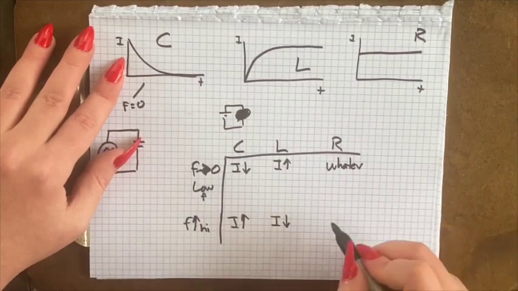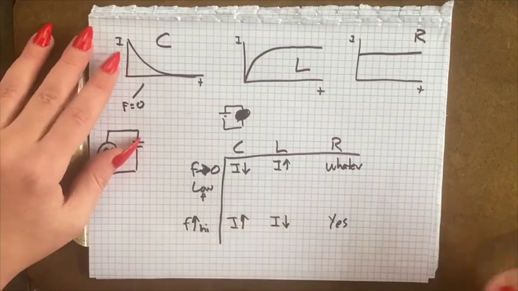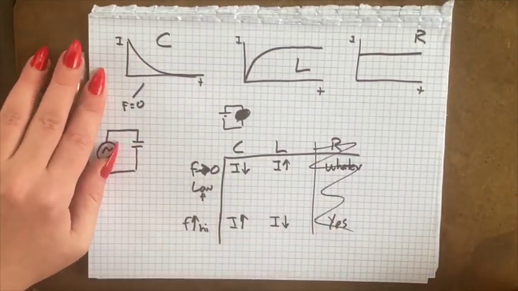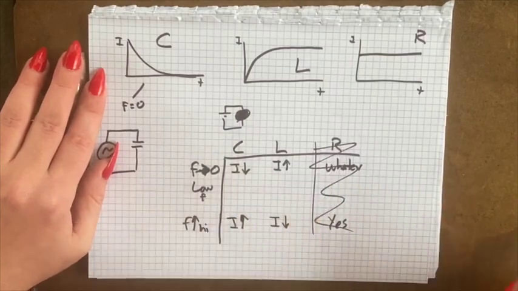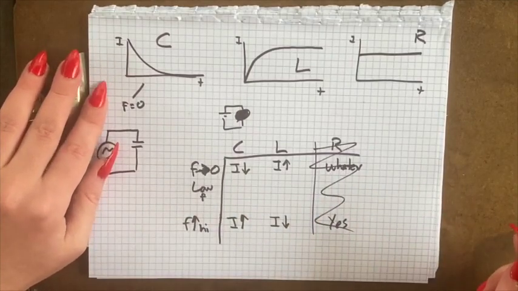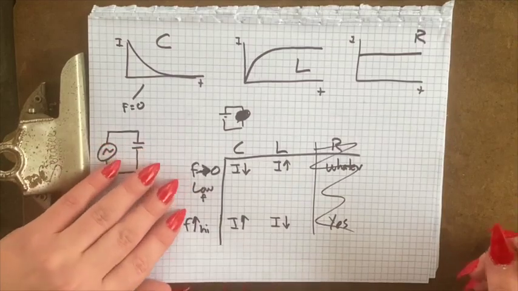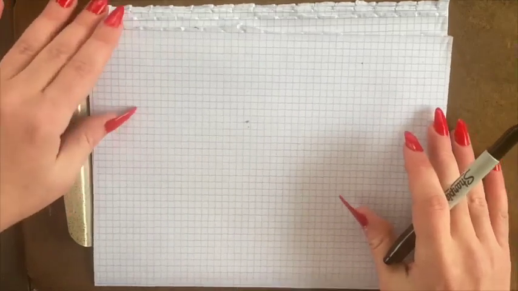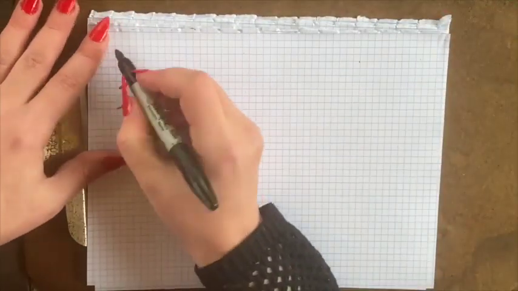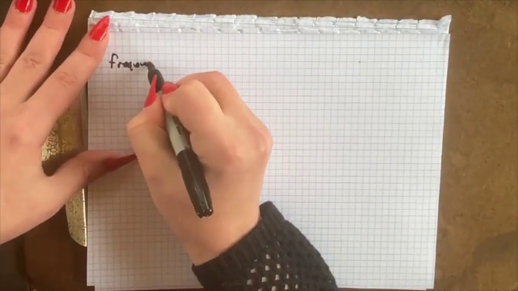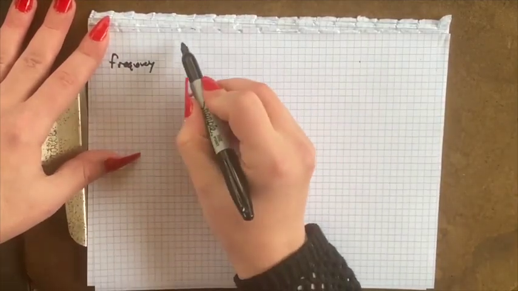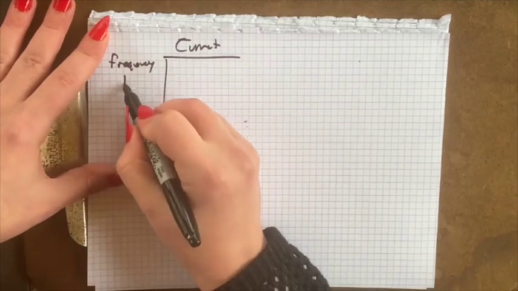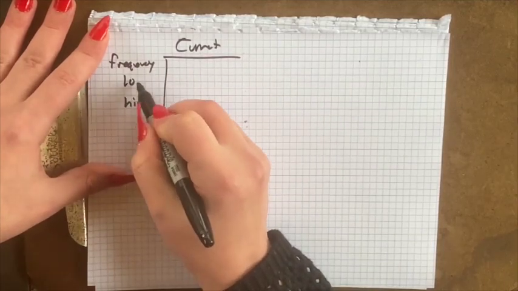And then, of course, here's a resistor that's like, yes, right, whatever it's doing. This is so uninteresting, we'll throw the resistor out. But these are super interesting, the capacitor and inductance behavior in response to the circuit. So let's summarize these in maybe a better table. Let's say the frequency, and then this will be the current. If the frequency is low versus high.